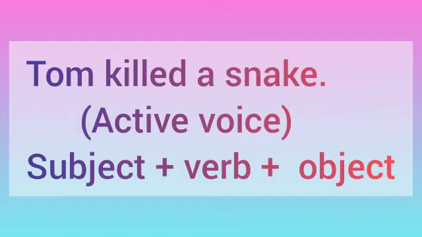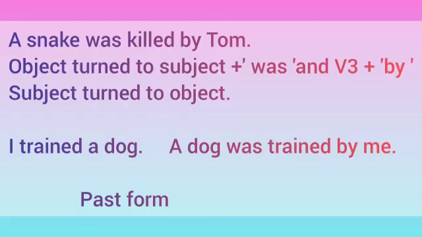For example, Tom killed a snake. Active voice. Here we see subject plus verb plus object. A snake was killed by Tom. Now you see subject plus be form plus verb 3. Now you can see, I trained a dog. A dog was trained by me.